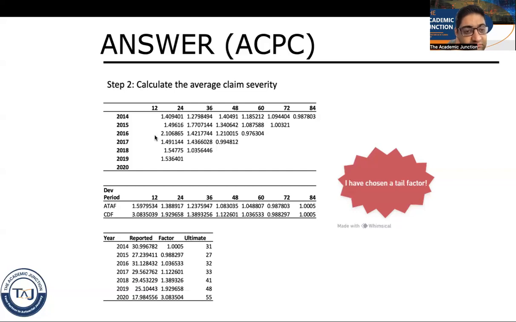I don't see any other formula. What is your difference, or ATF, for the first period? First, you mean 14. Ah, 0.987803. No, I mean the first ATF for the 0 to 12 development period. First lag, zeroth lag, no? So that is 1.57. It's not very far off, yeah.